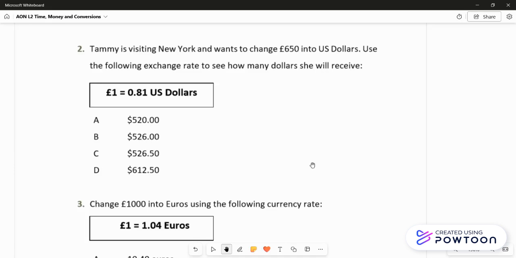Okay, so I'm going to be going over some conversions from the workbook. Not all of them, just a few choice ones. So let's have a look at this one.